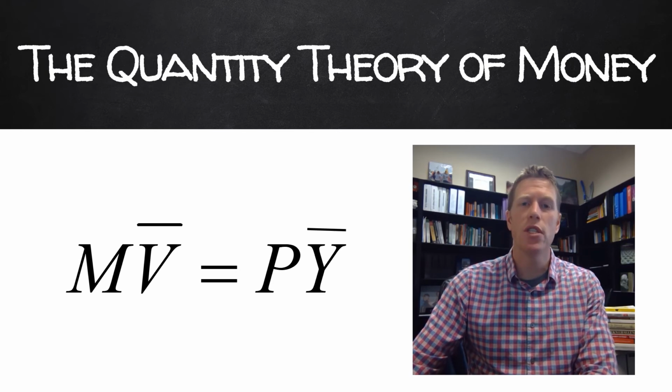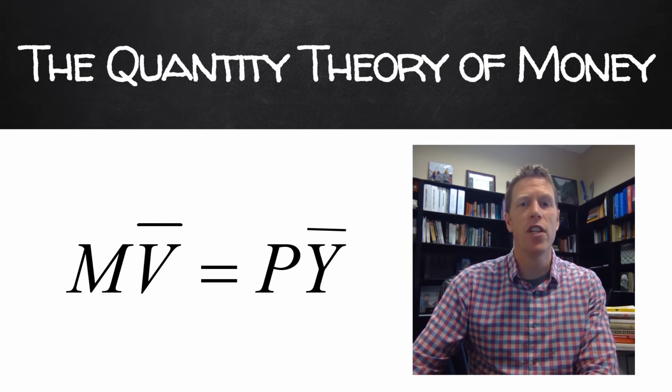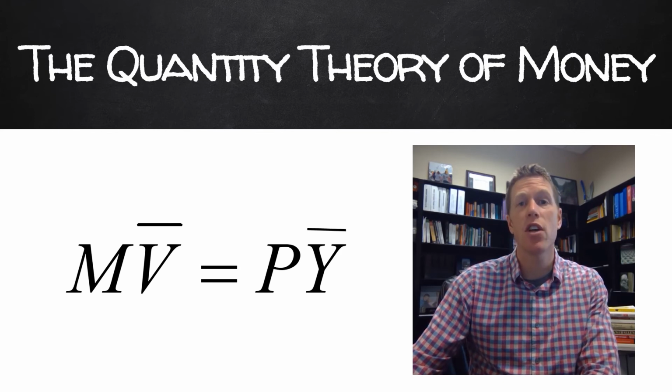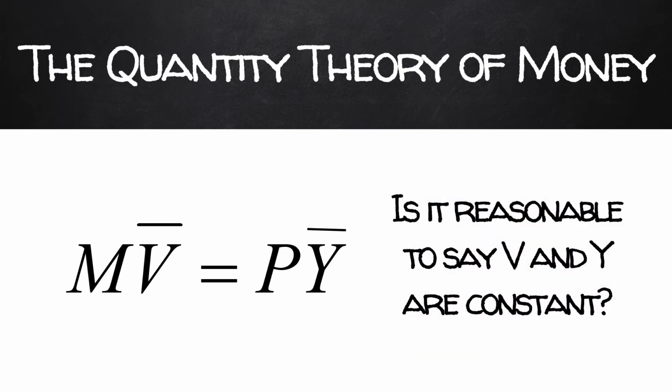There are just two assumptions needed for the quantity theory of money. The idea that V, velocity, is relatively stable, and so we can hold that constant. And that Y, our output, or real GDP, is also relatively stable, and so we hold that constant as well. If you assume V is constant, we have to ask the question, is that a reasonable thing to do? Should we assume that V is constant? Well, this is probably a reasonable assumption.